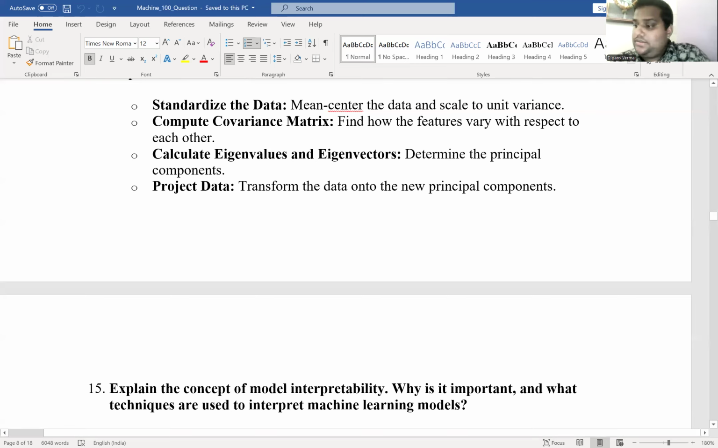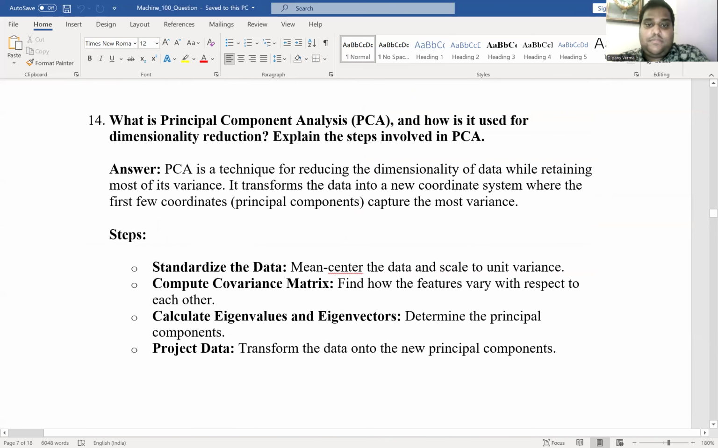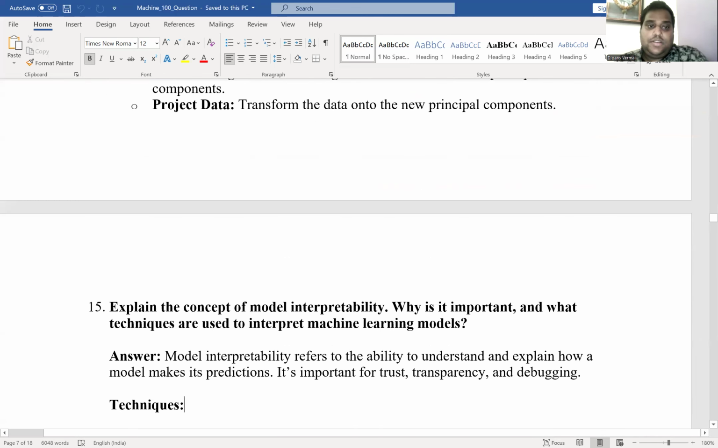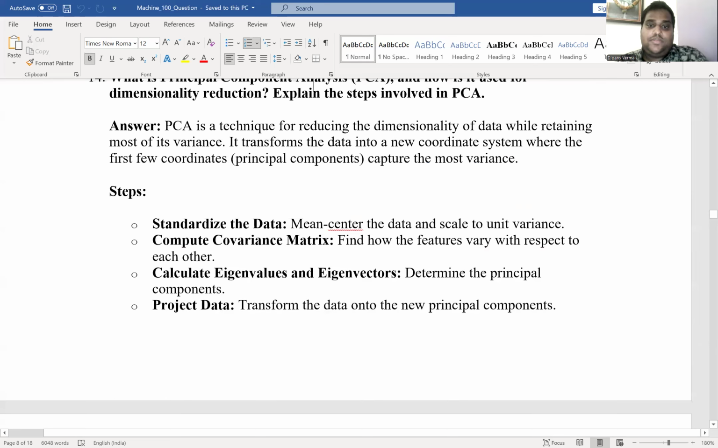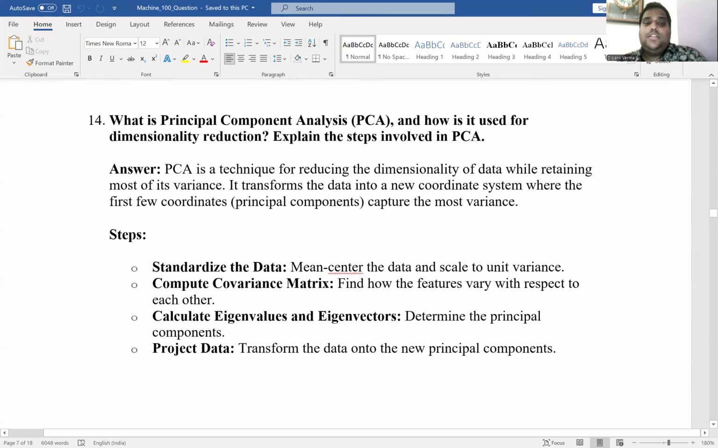And transform the data onto the new principal components, capturing the eigenvalues. This is PCA, right? Mean center the data and scale to unit variance. So basically in PCA, you are doing a kind of normalization. Find how the features vary with respect to each other. Calculate and identify the principal components. Transform the data onto the new principal components and project the data. So basically you try to find the eigenvalues and eigenvectors, so you can get the principal components very easily from there.